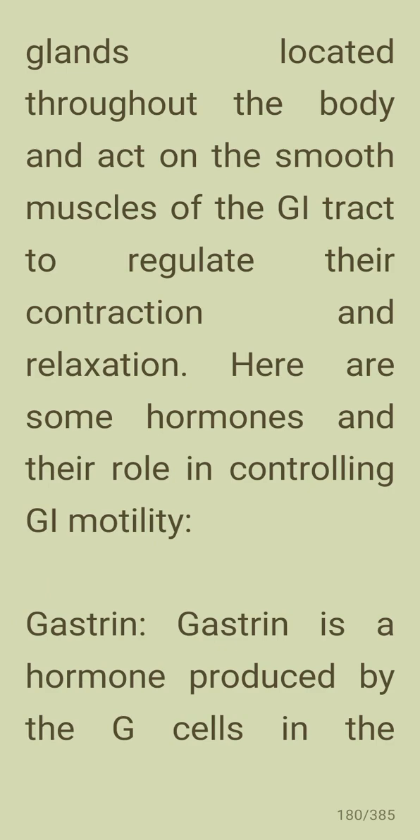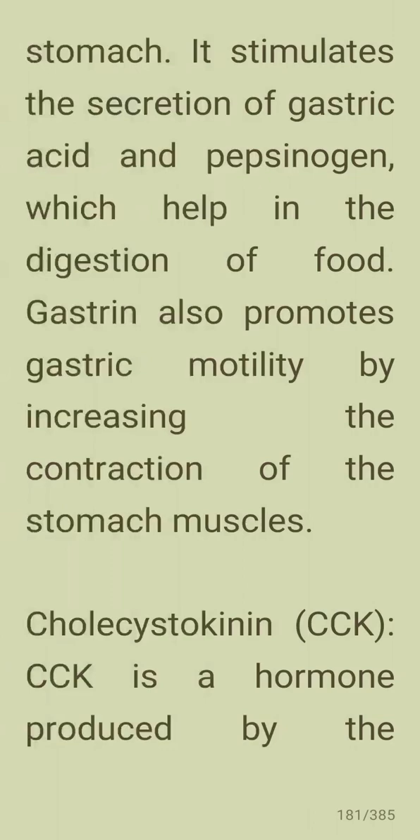So there are some hormones and their role in controlling GI motility, like gastrin. Gastrin is a hormone produced by the G cells in the stomach. It stimulates the secretion of gastric acid and pepsinogen, which help in the digestion of food. Gastrin also promotes gastric motility by increasing the contraction of the stomach muscles.